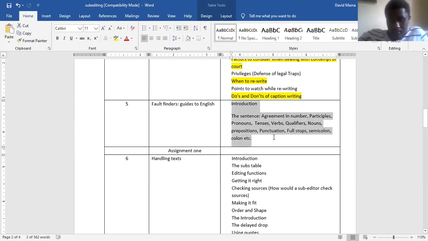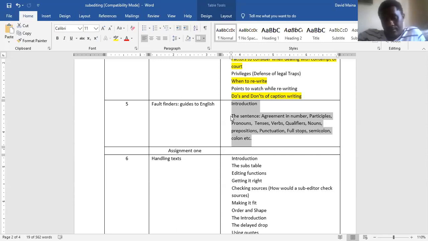Why are we looking at this? We are looking at this because you cannot write a story without knowing what a verb is. You cannot write a story without knowing what tenses are. Like you want to put a headline and you're putting it in the past tense. You need to know the tenses.